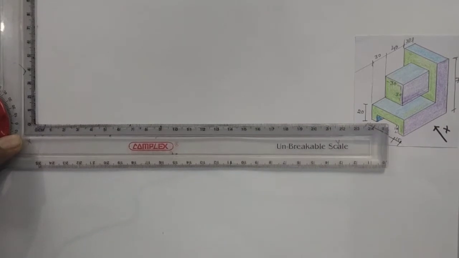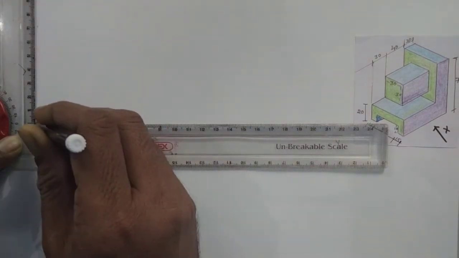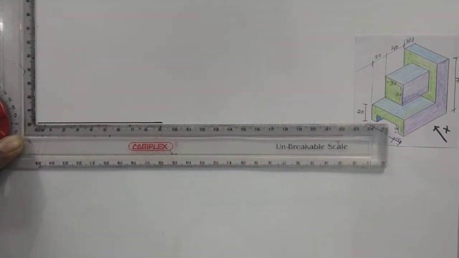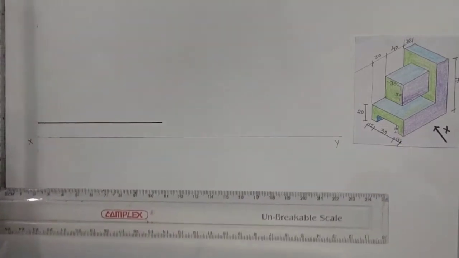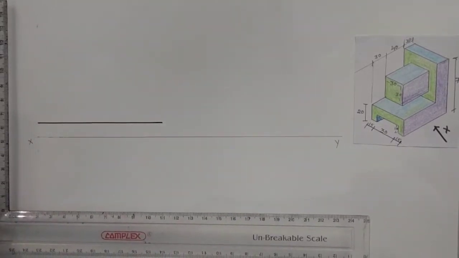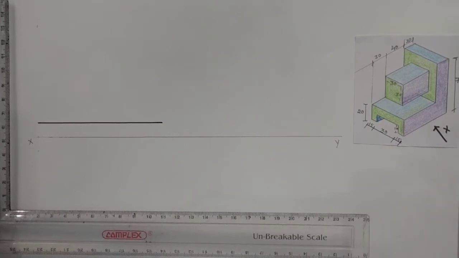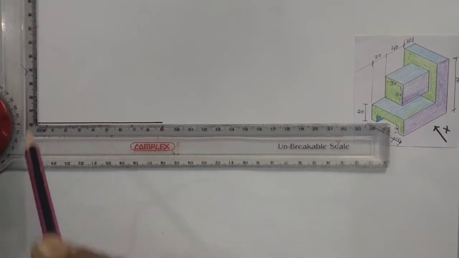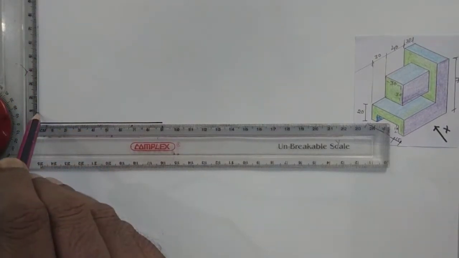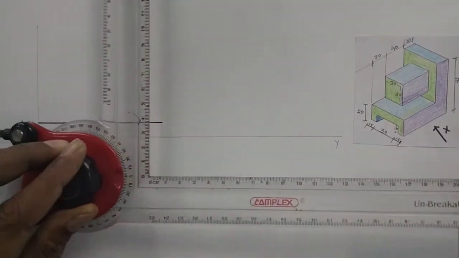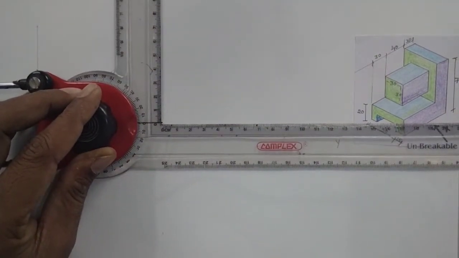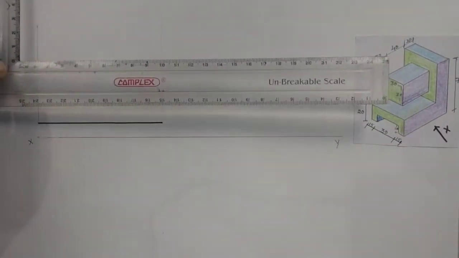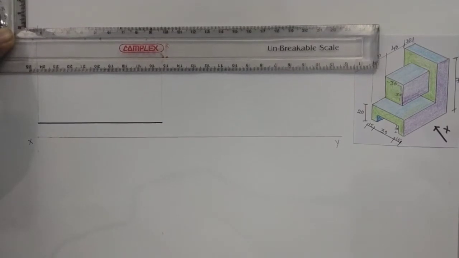So I take the first dimension, the 90 mm length of the objects, parallel to the XY line, and the height of the objects is 70 mm. So we draw the light line, 70 mm height, on both ends and we create our rectangle.